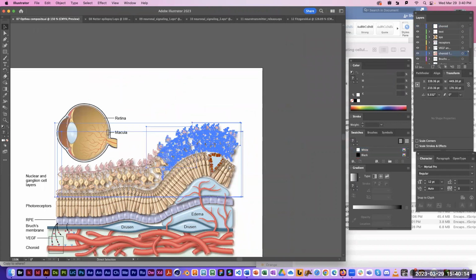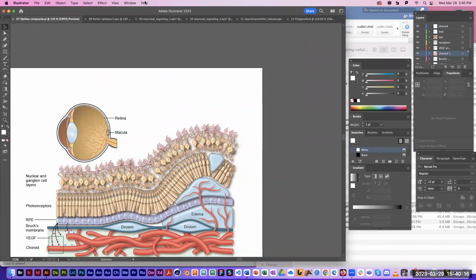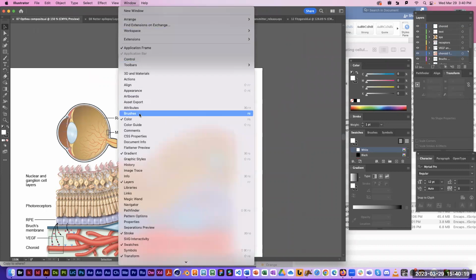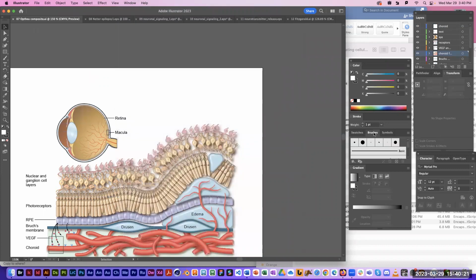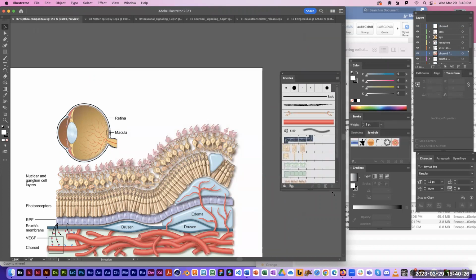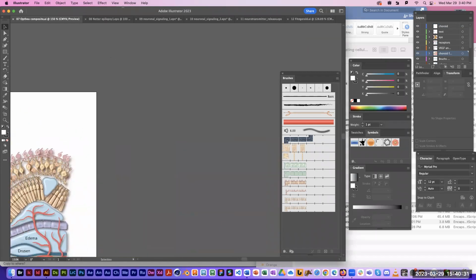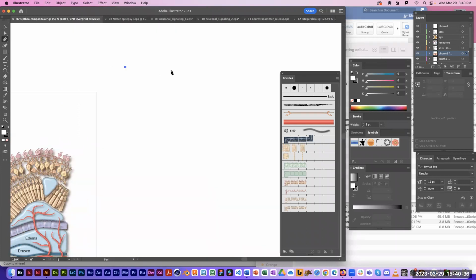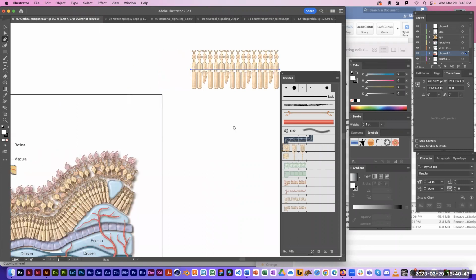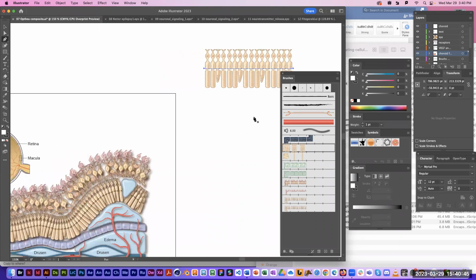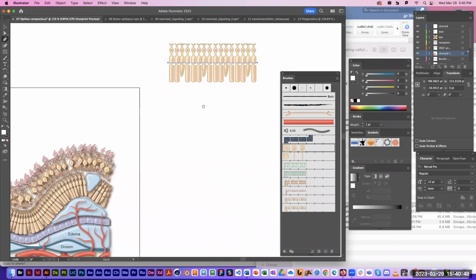I think they may have been, it looks like they've been split into components, but I don't know if I still have the brushes here or not. If I do, I'll just demonstrate real quickly. Oh, good. Looks like I do have the brushes. So I've got a brush for the photoreceptors, the rods and cones.